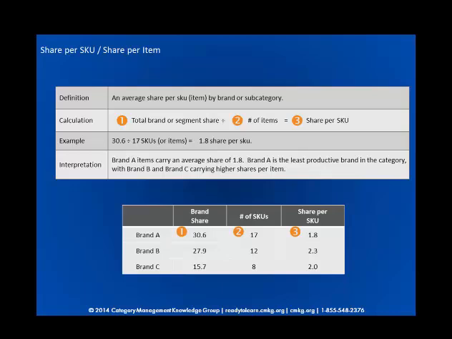So you can see that brand B actually, my screen's jumping ahead on me there. You can see that brand B actually has the highest share per SKU. So this means that each item in brand B carries a higher average share than brand A and brand C. So it is more productive than those other brands for this retailer.